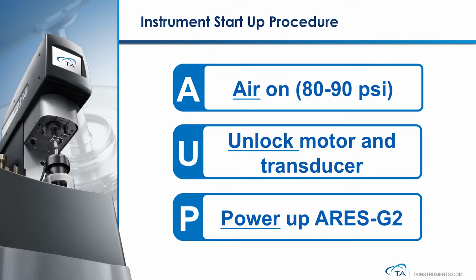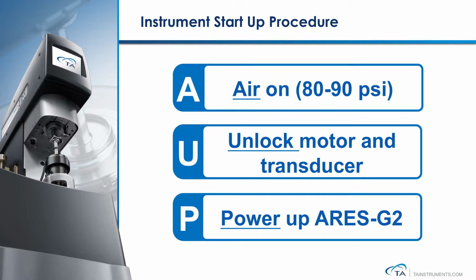Usually, after a TA service engineer installs the ARES-G2 rheometer in your lab, there is no need to turn off the instrument on a daily basis. But if your instrument is currently powered off, here is a simple acronym for you to remember how to properly power on the instrument. AUP. A means air, U is unlock, and P is power.